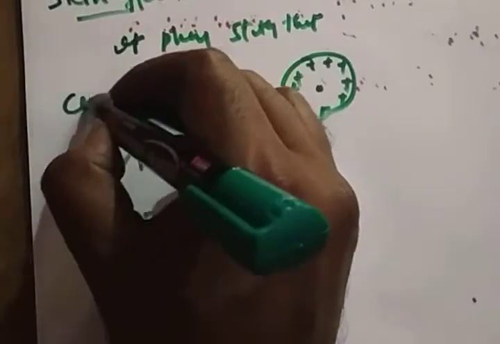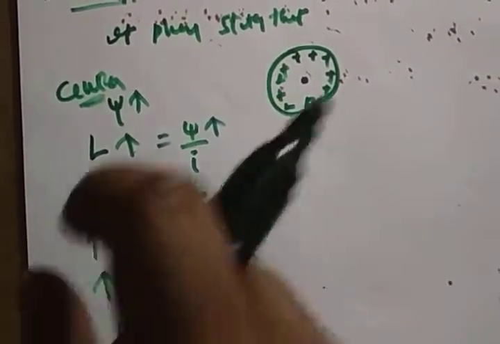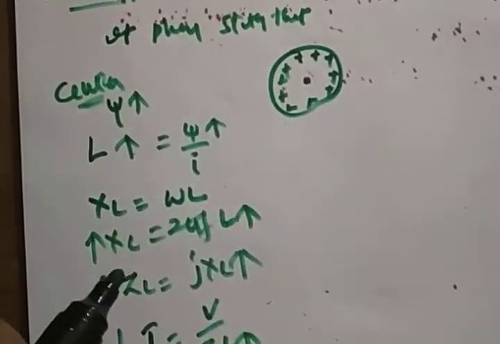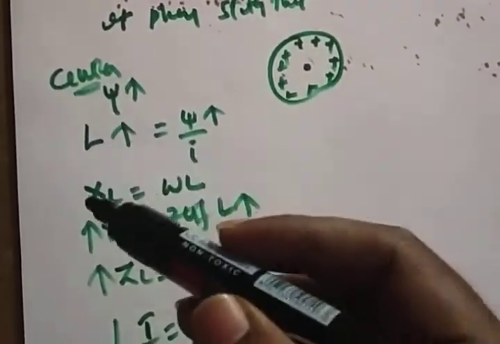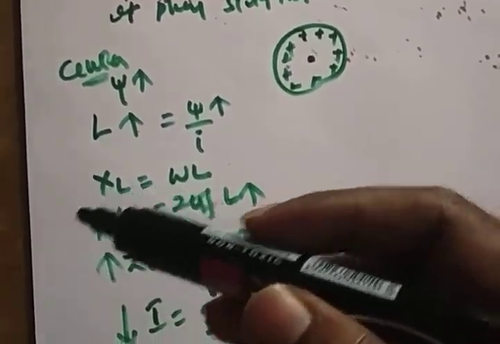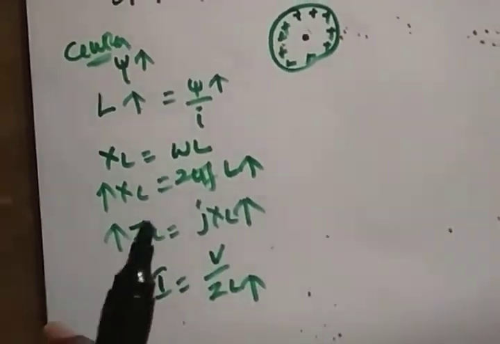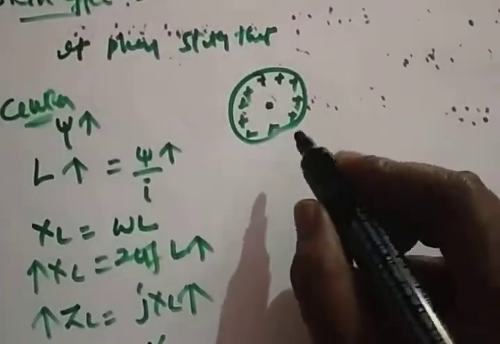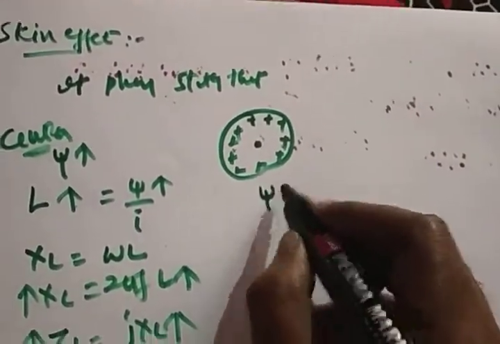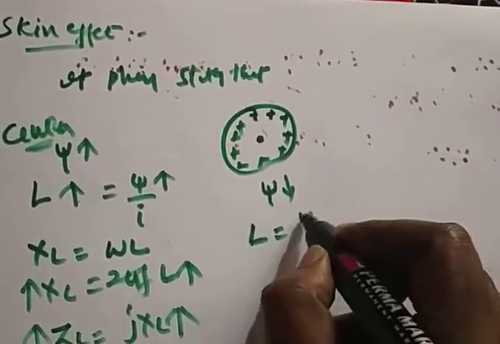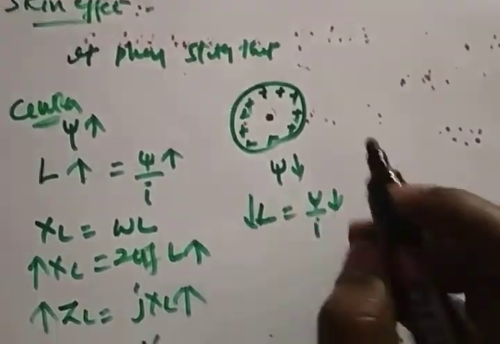At the center we get maximum flux, because at the center there are more turns in the conductor, so more flux is generated. If the flux increases, the inductance increases, inductive reactance increases, impedance increases, and the current reduces. As we go from the center toward the surface of the conductor, the flux linkages become very low. So if flux linkages are less, what about the inductance? Inductance is less.